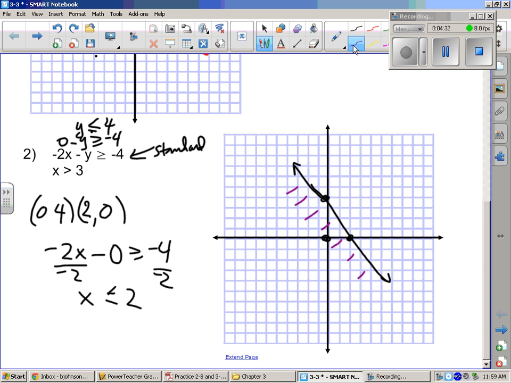Okay, now we have to graph the other point. X is greater than 3. Now if x were equal to 3, we'd have all these dots right at the x equals 3 mark. So I have to put my dotted line there. And because it's greater than, bigger numbers are to the right, so we shade to the right.